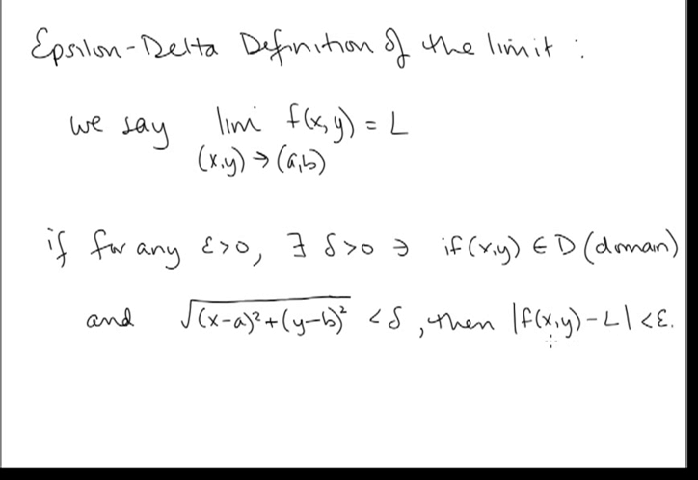So what we're saying here is, for any epsilon greater than 0, as close as we want to get our function values to this limit L, we can find a closeness that we need between (x,y) and (a,b), so that when (x,y) is this close to (a,b), the function values will be this close to L. However close we want our function to be to L, we can find a delta for which the distance between (x,y) and (a,b) being less than delta guarantees that our function will be within epsilon distance of L.